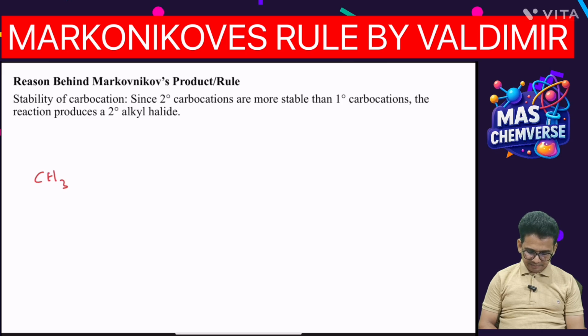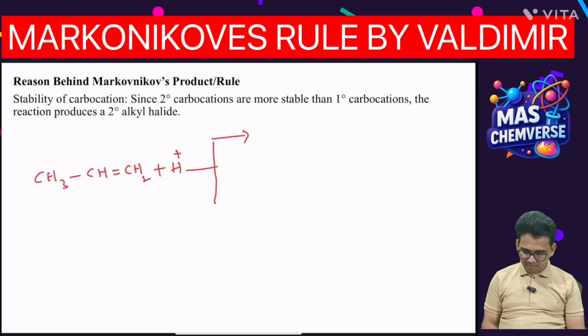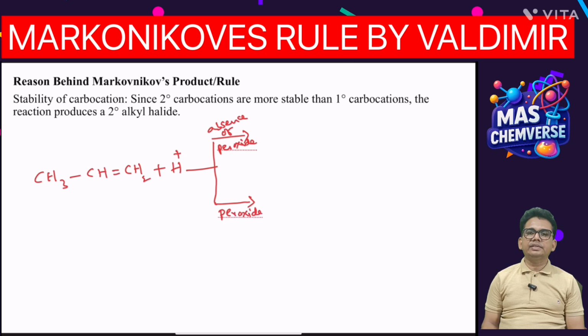The alkene initially reacts with the hydrogen. It undergoes protonation. It can form two types of intermediates. Absence of peroxide, I will tell you. Next we will discuss the peroxide. This is in the presence of peroxide. In the absence of peroxide, the Markovnikov product is produced.